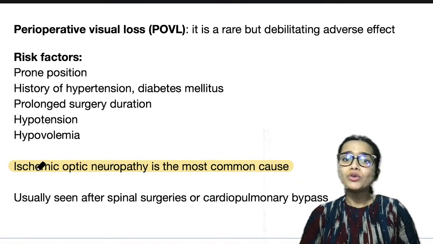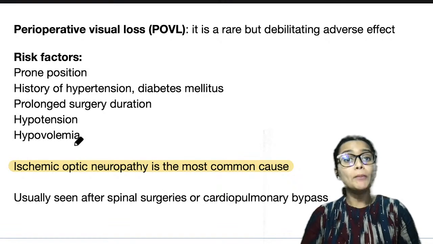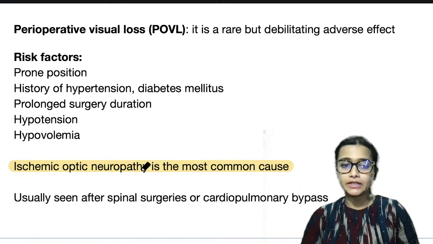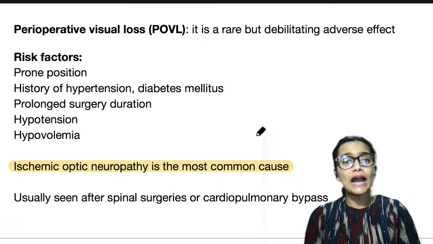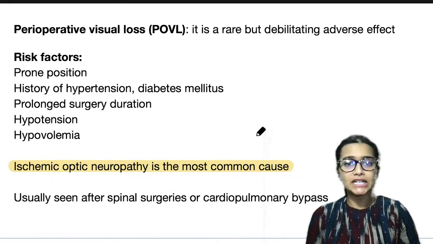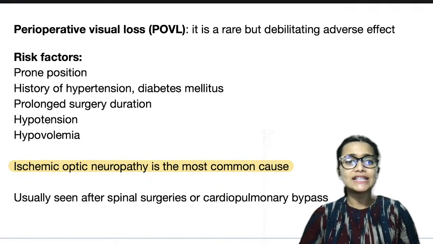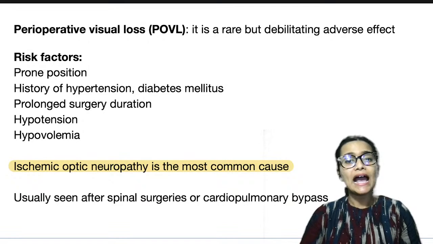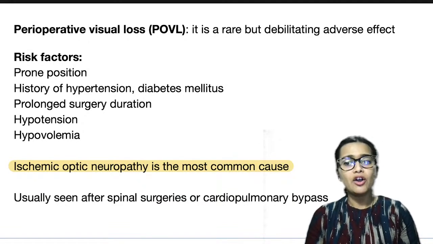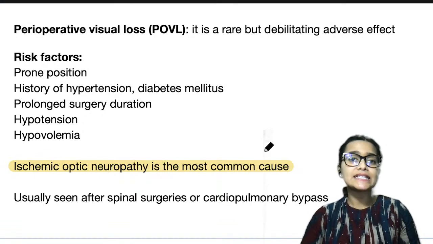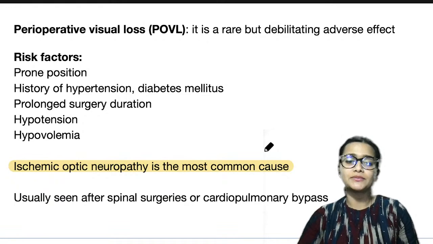Your most common cause for this is ischemic optic neuropathy. That is due to hypotension, ischemia to the optic nerve. And it is usually seen after spinal surgeries like longer spine fixations and after the patient has been on a cardiopulmonary bypass machine for any cardiac surgery. So again, the answer here is ischemic optic neuropathy.